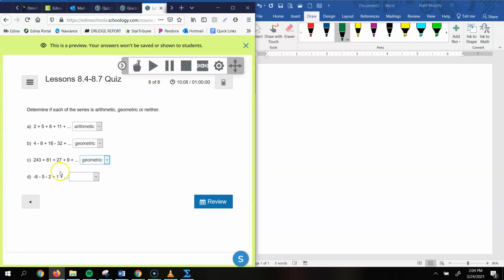And lastly, going from -8 to -5, we would add 3. -5 plus 3 would be -2. -2 plus 3 would be 1. And so we're adding each time, so that'd be arithmetic. So none of those are neither. These all ended up being arithmetic or geometric.